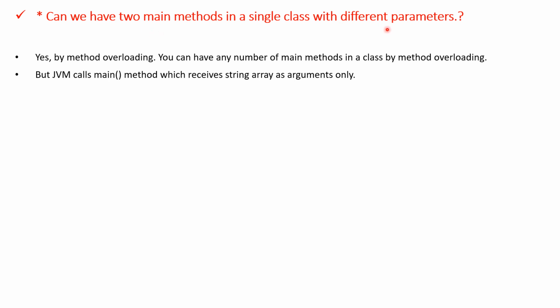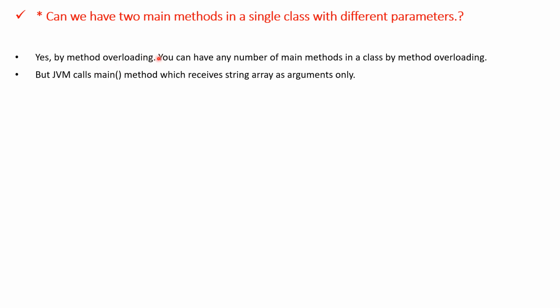Generally we'll give the string argument in the main method of our main class. So here they are asking, can we have two main methods in a single class with different parameters? Actually we call it method overloading. If you know the method overloading concept, we'll have the same method name and different parameters. If we have such methods, then we say it is method overloading.